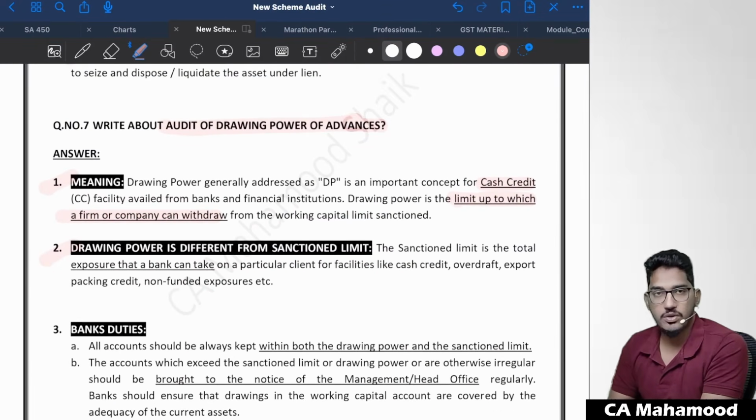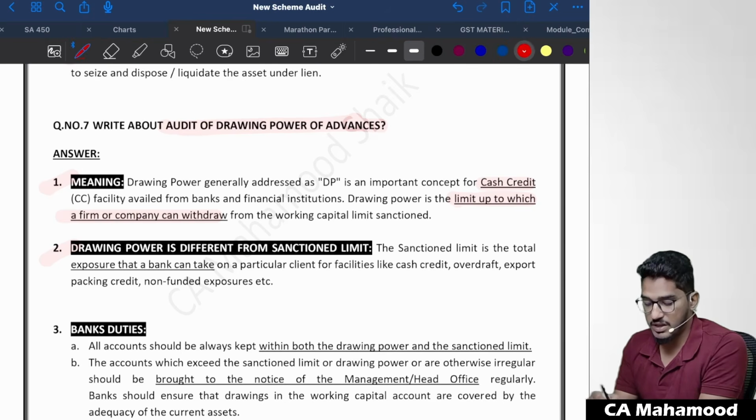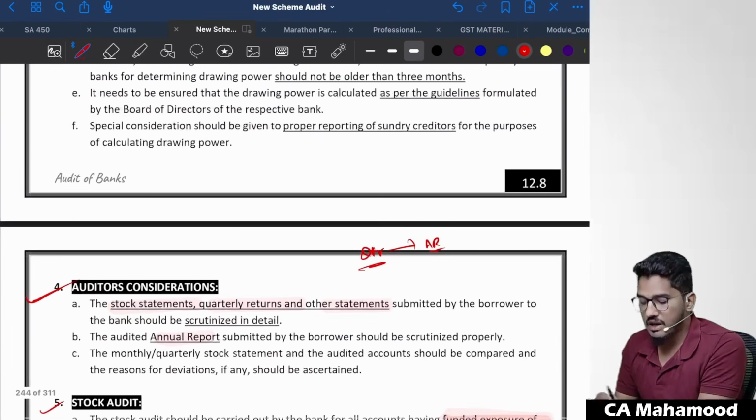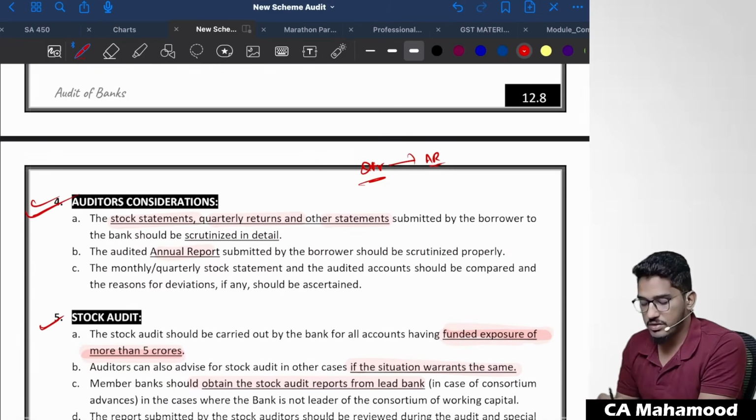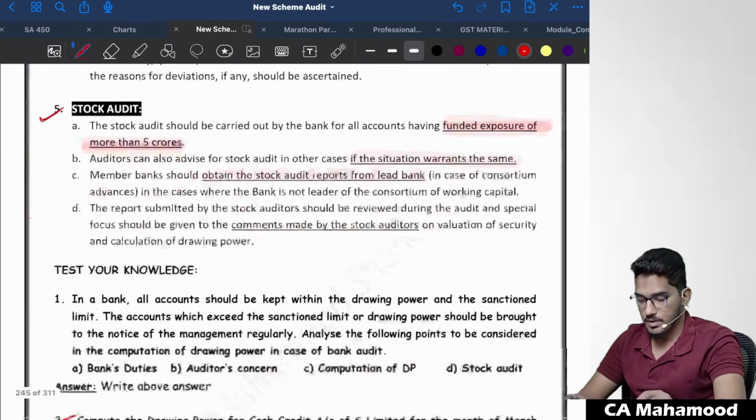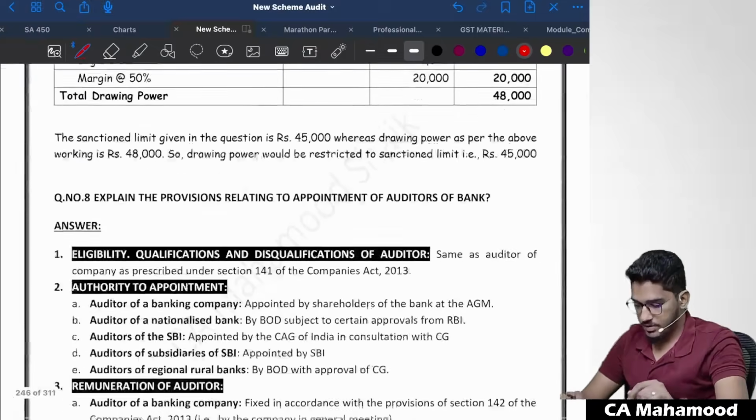This is what regarding audit of drawing power of advances. So I told you what is the meaning, how it is different from sanction limit, what are the bank's duties, what is the auditor's consideration, and what is stock audit. Clear, everyone? Able to understand till here? So coming to the next questions.